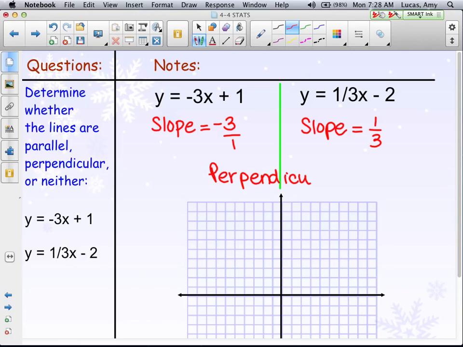If I wanted to graph them, I could graph them just to check and make sure that they look like they're perpendicular. My first line starts at +1 and it goes down 3 over 1. I could reverse that. So here's my first line. My second line starts at -2 and it goes up 1 over 3. I can reverse that.